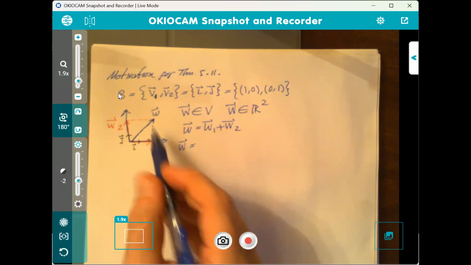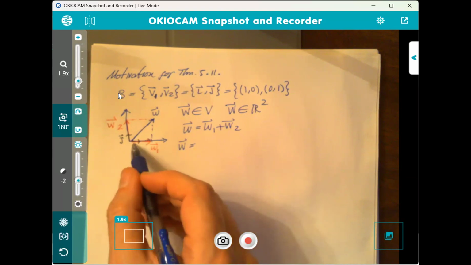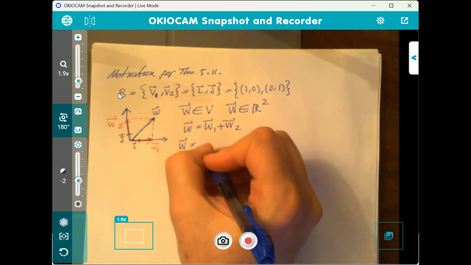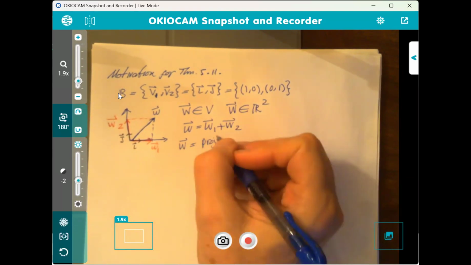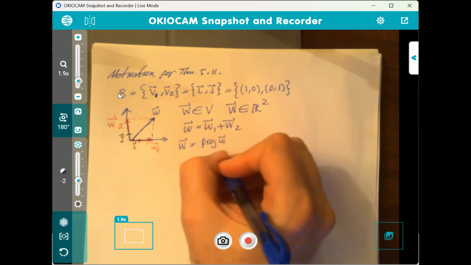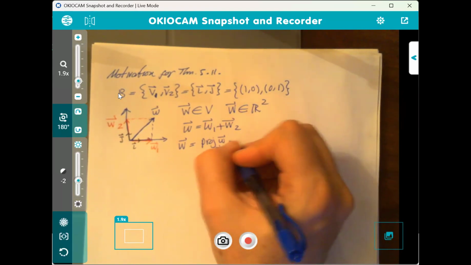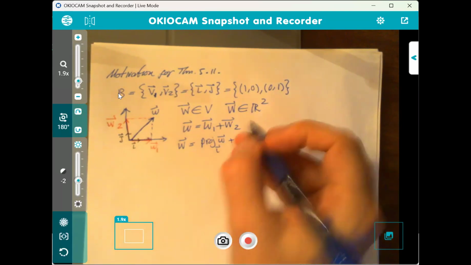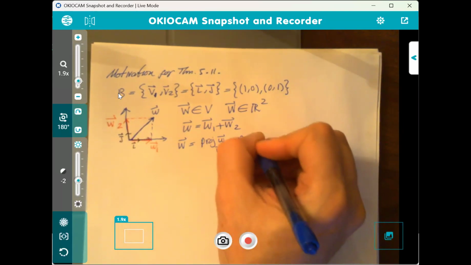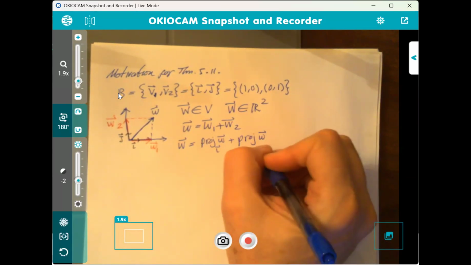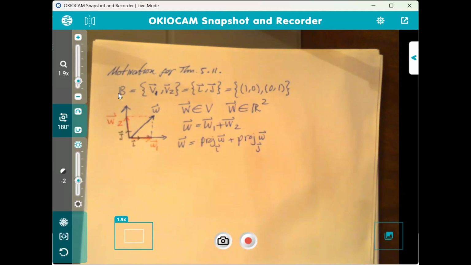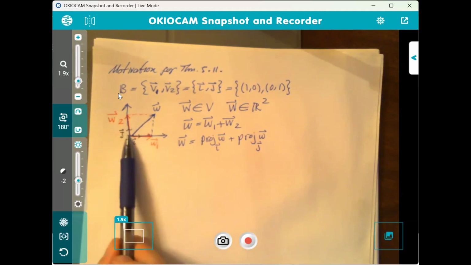W1 is simply the projection of W onto the i vector. So I'm going to write that. This is from last week, folks. Projection of W onto the i vector. And W2 is simply the projection of W onto the j vector, right?